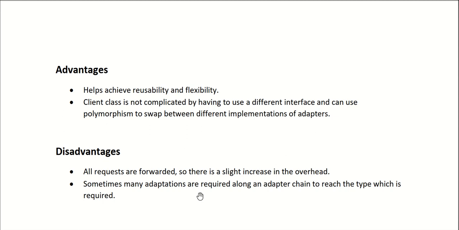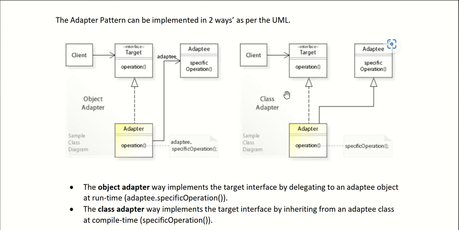Sometimes many adaptations are required along an adapter chain to reach the type which is required. So especially in case of this class adapter, right? Sometimes you have to provide a lot of implementation for your adapter. For example, performing some operation. If a process contains n number of operations, and for each and every step in that operation or workflow, you have to provide an adapter so that you can get the required desired functionality or the data, and then finally you will reach the result you are expecting. So there will be a lot of adapter classes or subclasses which are basically providing pieces of functionality which we are expecting in our final product.